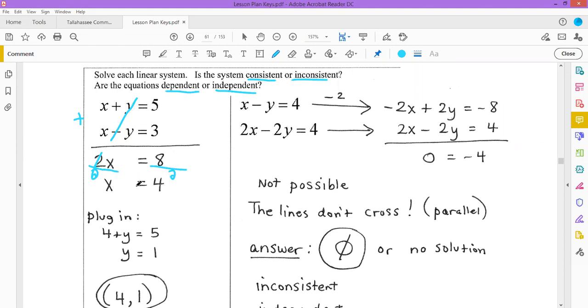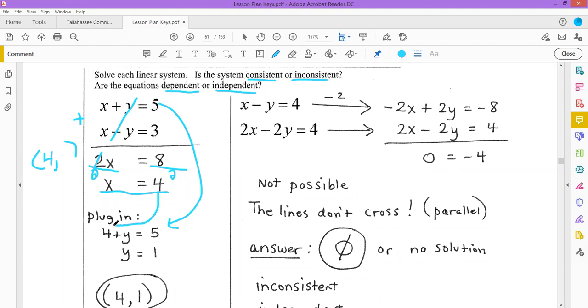Now, after we determine the x coordinate of our solution, which is 4, we need to find the y coordinate. And to do that, we're going to substitute 4 back into one of these equations. It doesn't matter which one you use. You could use the first equation or the second equation. We just use the first equation. And remember that first equation was x plus y equals 5.